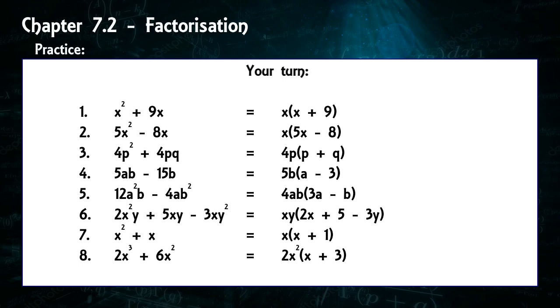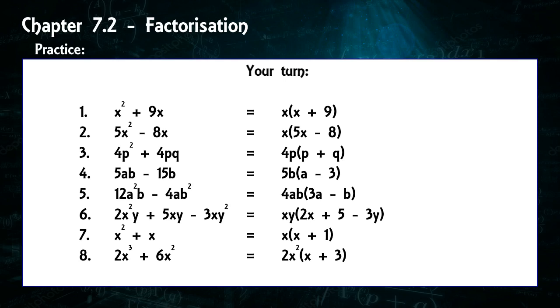Number 6 has 3 terms, so we need to look at the common factor of all 3 terms. Everything contains an x and a y. The numbers don't share a factor, so that means we place xy in front of the brackets and put the remaining 2x plus 5 minus 3y inside.